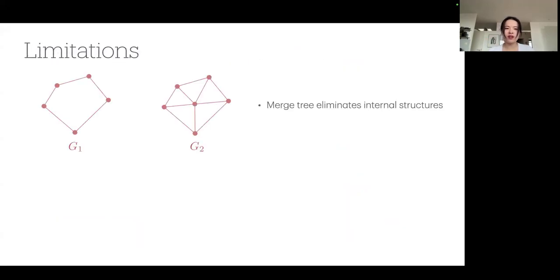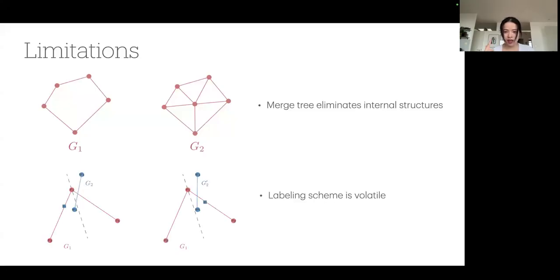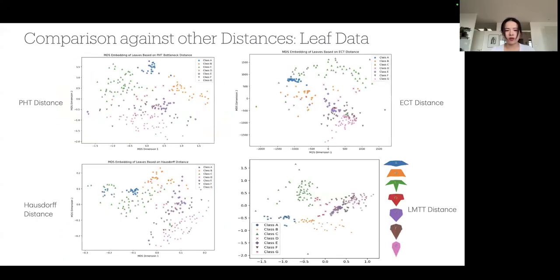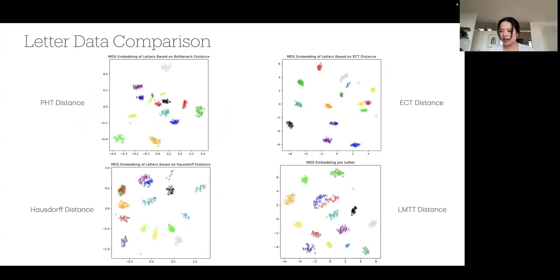However, our distance does come with its limitations. One is that it eliminates internal structure, and that's by choice. The second one is that the labeling scheme is quite volatile, in that if I move a graph a little bit, the label can end up in a drastically different place on the other graph. So in our future work, we're trying to improve on this unstable nature of our labeling scheme. Our current work also focuses on comparing this distance with other topologically informed distances.